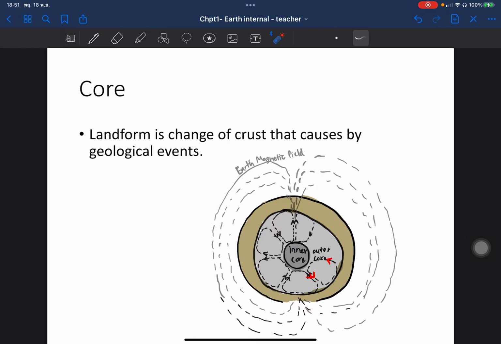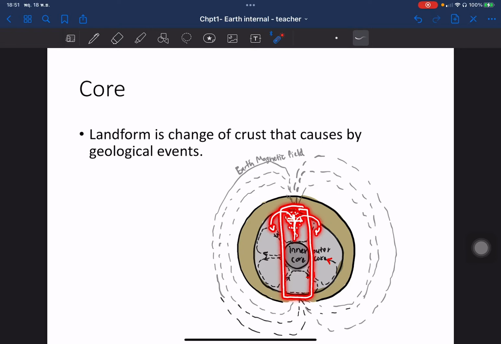So the heat here will transfer from this area up to the lithosphere, and it moves down this way. So we have the movement of the positive charge from one area to another area here. This will make the Earth look like a magnet, where we have a lot of the positive charge in some specific area.